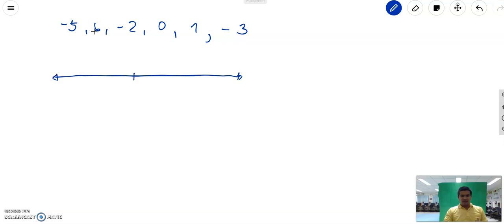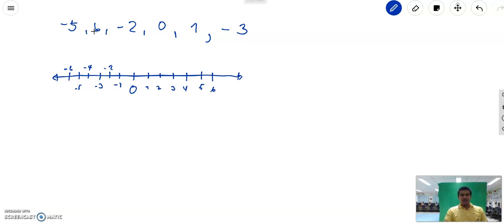Okay, so this one is our origin, this one is 0. The maximum value here is 6. So we will have 1, 2, 3, 4, 5, and 6 on each side. Therefore, we will have to indicate the numbers negative 1, negative 2, negative 3, negative 4, negative 5, and negative 6.